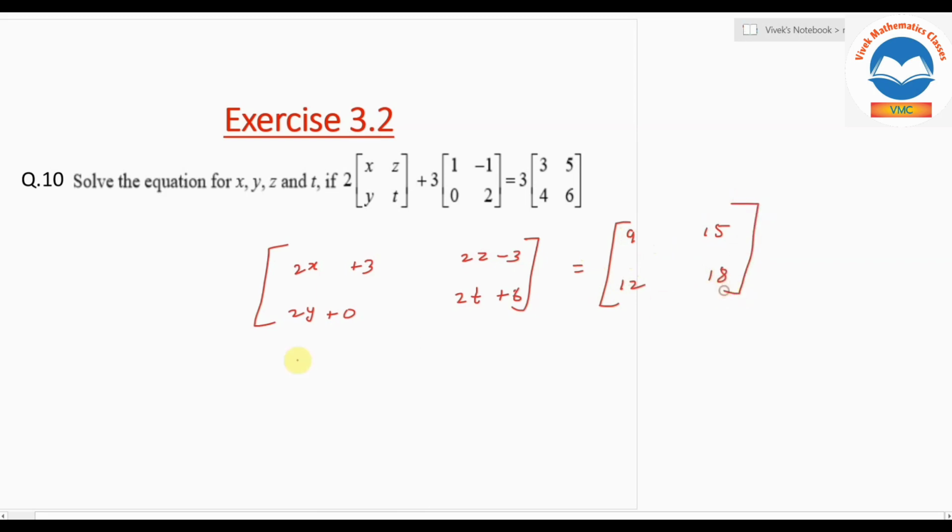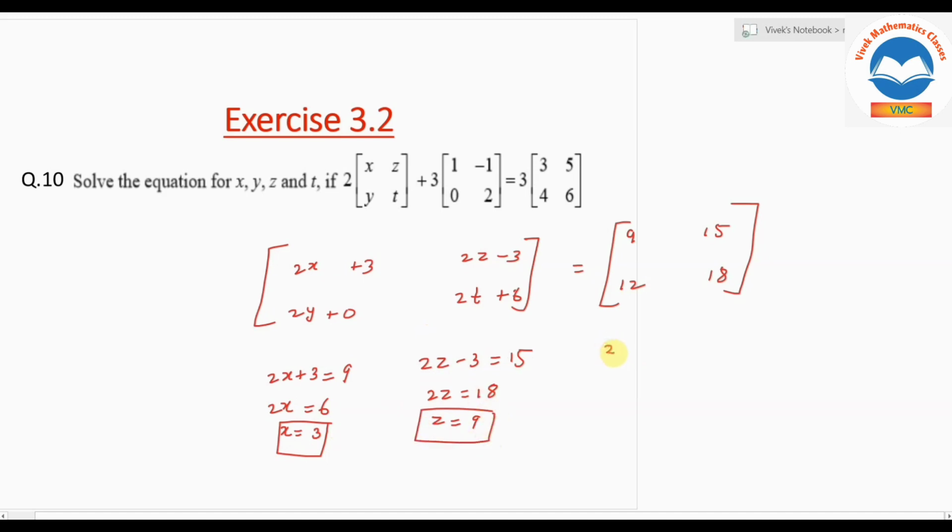So we will equate these. It means 2x plus 3 should be equal to 9. So from here, what will be the x value? 2x will be equal to 9 minus 3, which is 6. So x will be 3. The x value we got is 3. Now if you compare A12 with B12, what do you get? 2z minus 3 will be equal to 15. So 2z will be 3 plus 15, which is 18. So z will be 9.